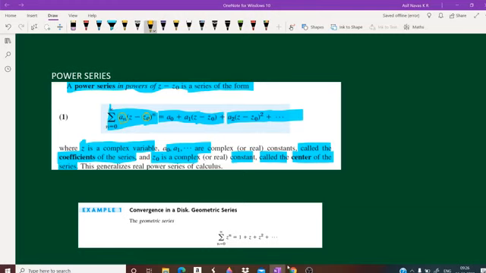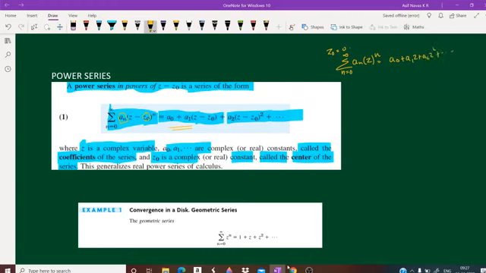Constants a0, a1, etc. Okay, so this series in (z minus z naught) to the power n is called a power series. If z naught is equal to 0, then our power series is of the form sigma n equal to 0 to infinity a n z to the power n, which is equal to a0 plus a1 z plus a2 z squared plus etc.